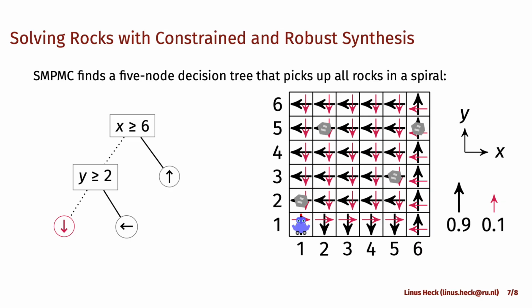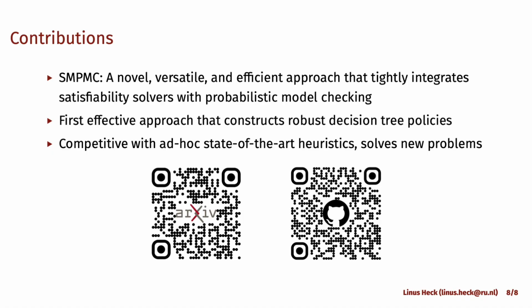In conclusion, we presented SMPMC, which is a novel, versatile, and efficient approach that tightly integrates SMT solvers with probabilistic model checking. We showed that it's the first effective approach that constructs robust decision tree policies. It's competitive with the state-of-the-art heuristics on problems that they can solve, but it also solves new problems. You can also find our paper and our open source code by scanning the QR codes.